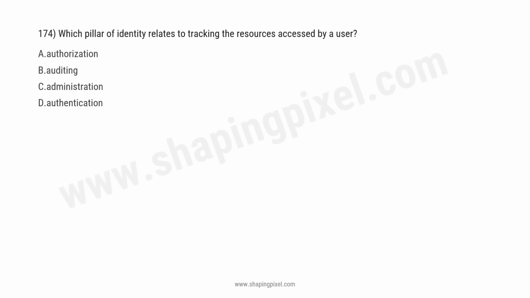Which pillar of identity relates to tracking the resources accessed by a user? And the options are authorization, auditing, administration, authentication. So the right answer here is option B, auditing.